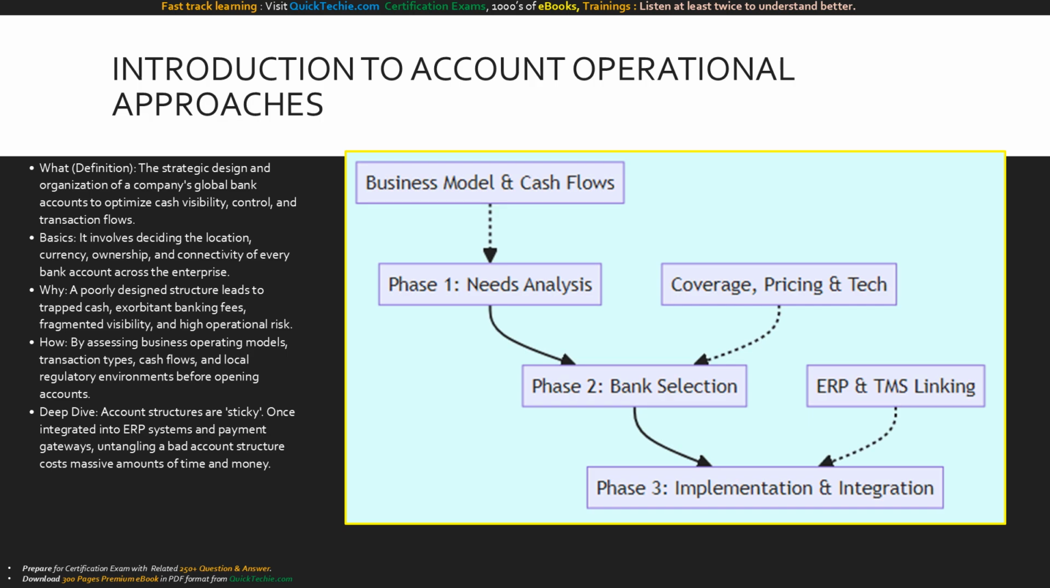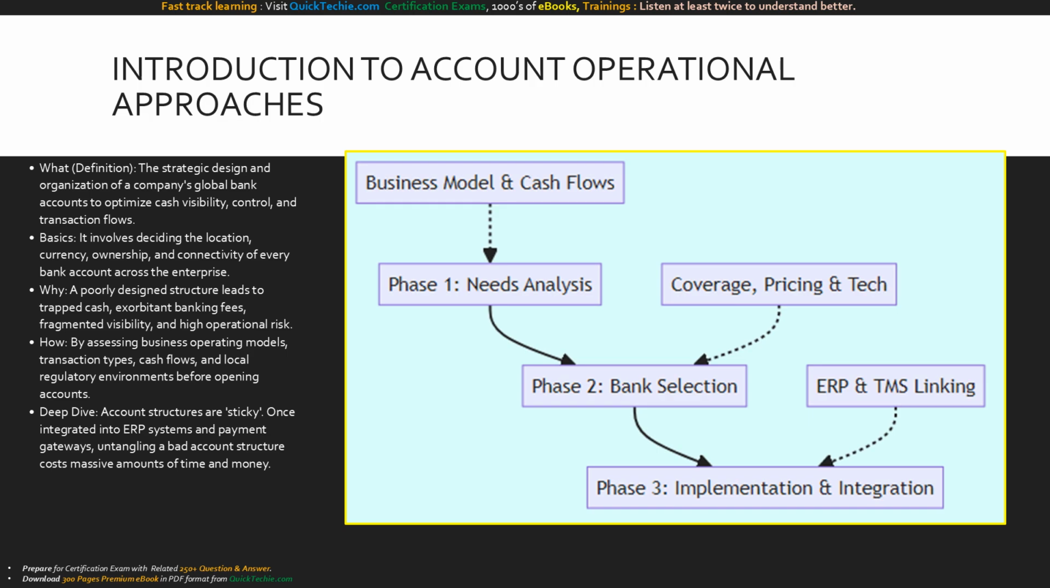Think of it as the plumbing of your corporate finance house. It is the strategic design and organization of all your global bank accounts. The basics involve deciding where an account should be located, in what currency, who owns it, and how it connects to your systems. Why is this critical? Because if you get this wrong, you suffer from trapped cash, massive bank fees, and poor visibility. It's like having a leaky pipe where value simply drips away.